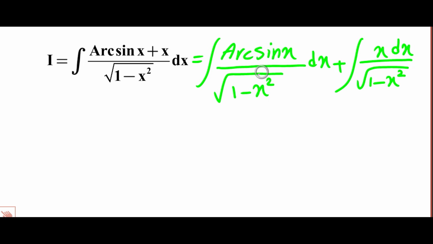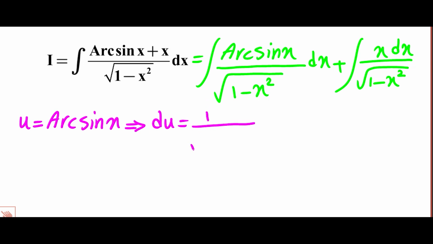So let's start with this integral. This is all about pattern recognition. Look closely at the denominator. Do you see it? The derivative of arc sine of x is exactly 1 over the square root of 1 minus x squared, right? So if we let u is arc sine of x, so du equals 1 over the square root of 1 minus x squared dx, right?